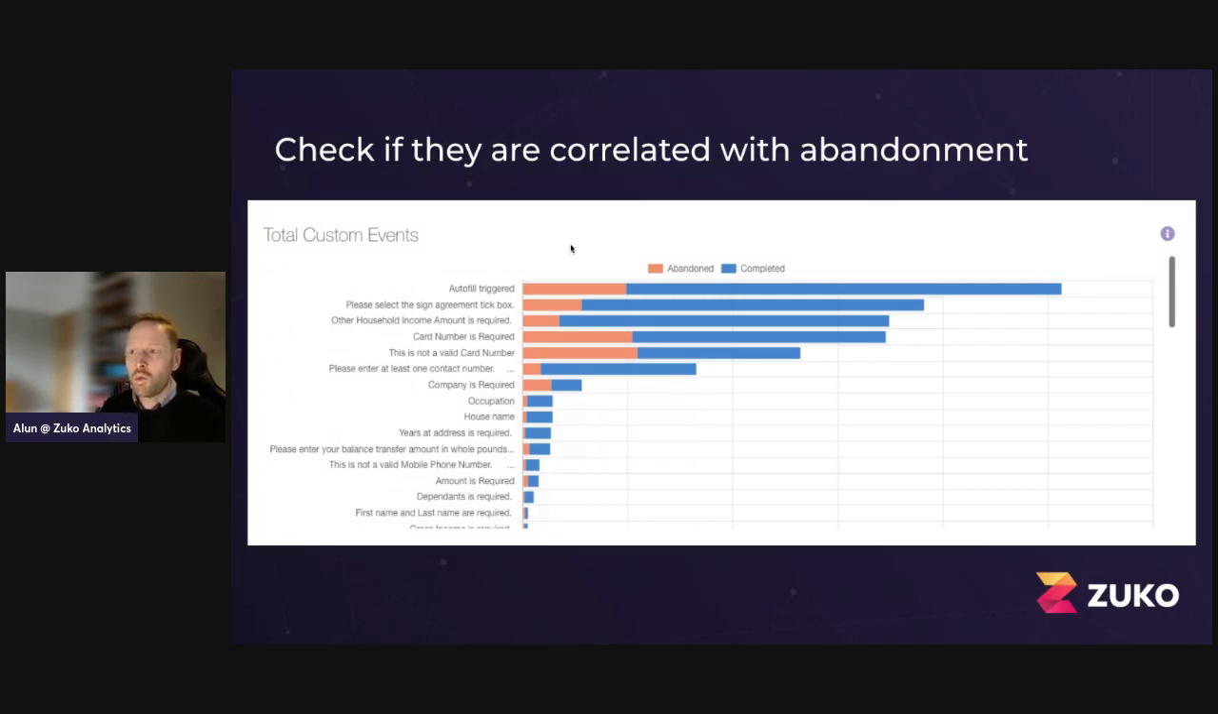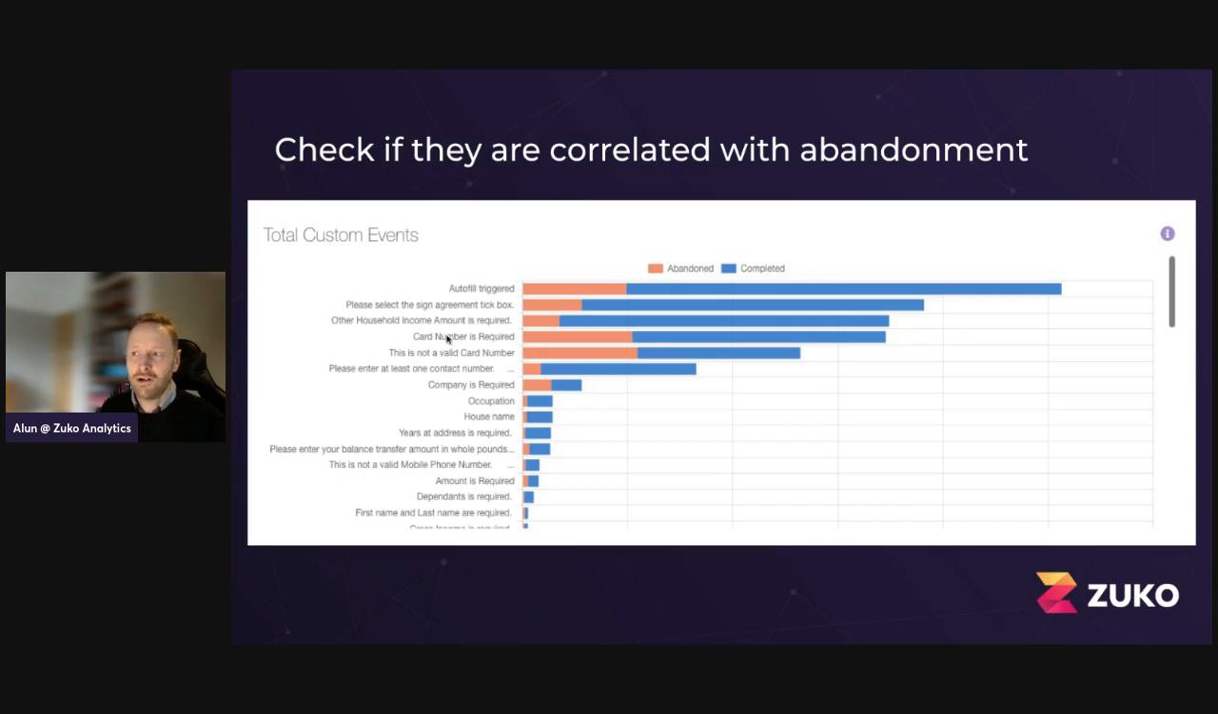So what we've got here is error messages and the number of times they occur in the bar. If we look at the first error message here, it is "please select the sign agreement tick box." You can see overall this is the error that occurs the most. So you might think, okay, this is where I need to focus. However, when we break that down and just look at people who don't successfully complete the form, so people who abandon, that's the orange bar, we can see that actually there are other error messages which are more important.